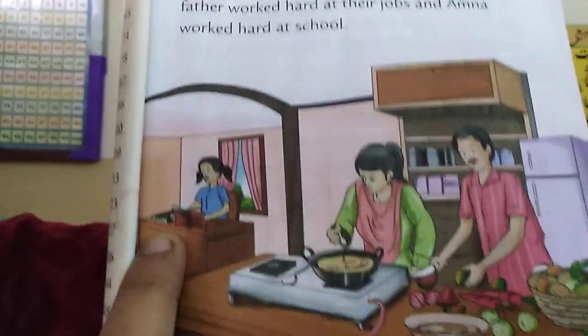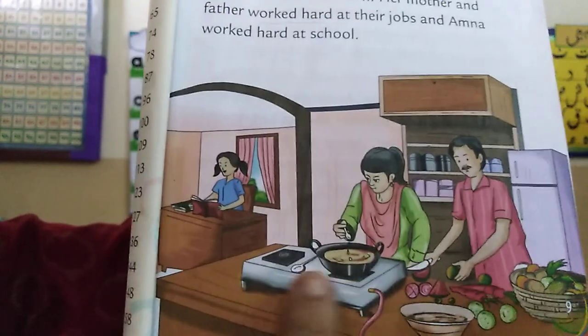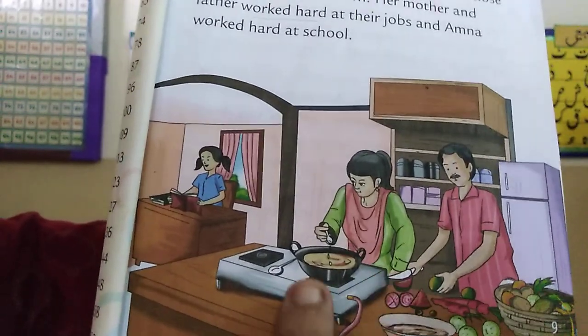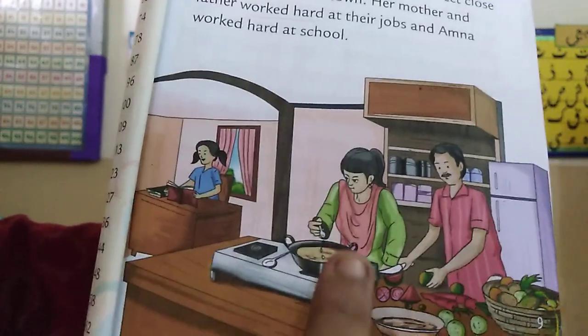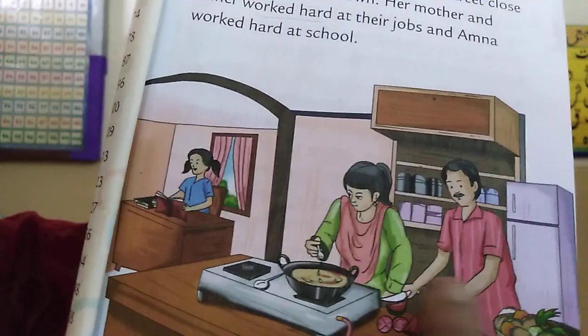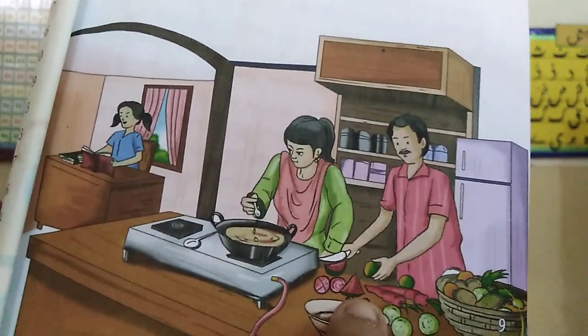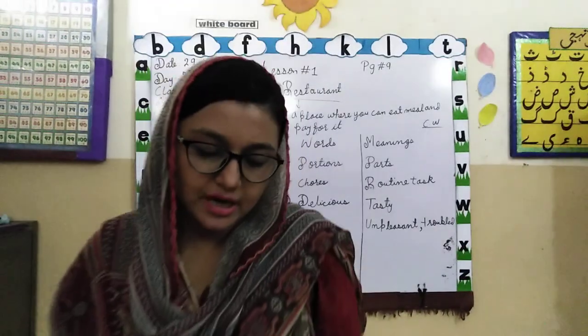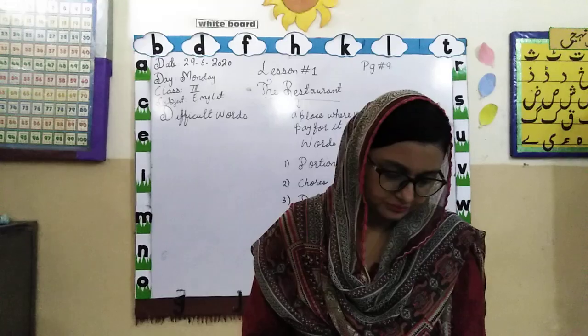What is she doing? She is reading. Now here there are two people. Who are they? They are Amna's parents. And what are they doing? Amna's mother is cooking food, and what is her father doing? Father is cutting the vegetables. Are you getting the picture? Okay, now turn to page number 10.